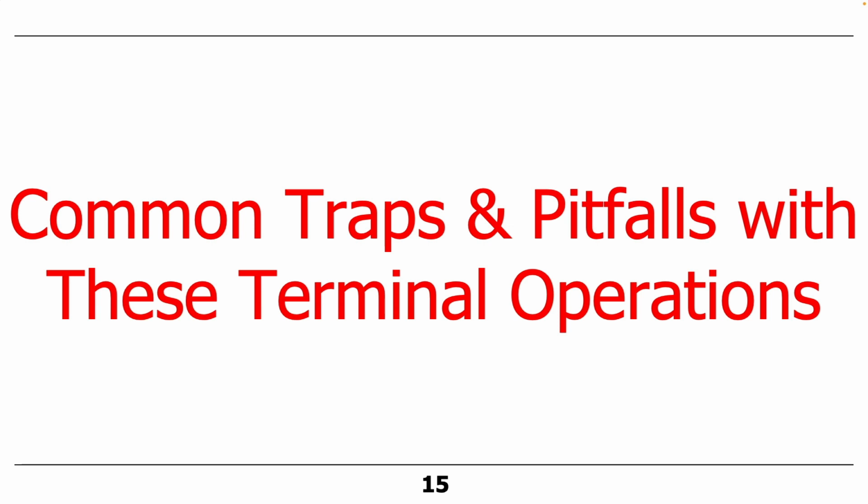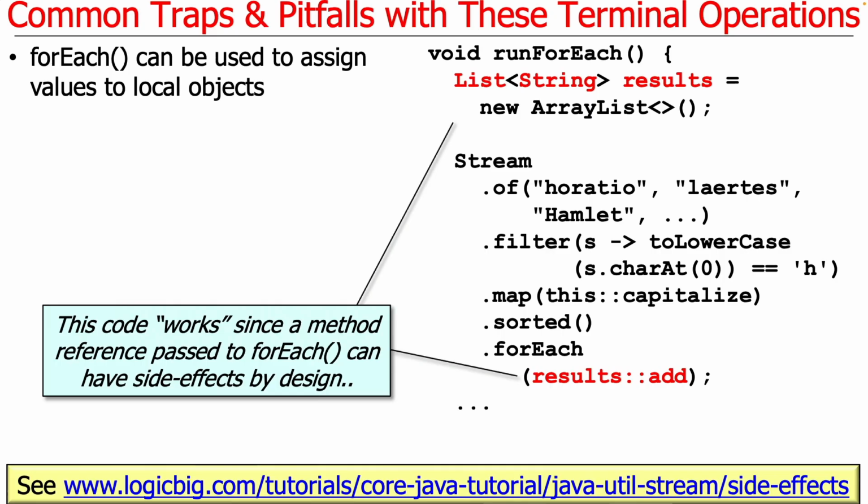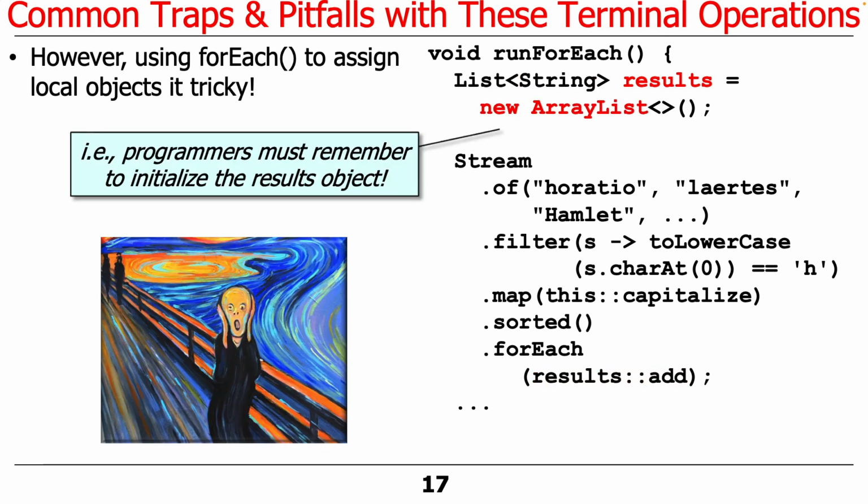Here are some traps and pitfalls with using forEach and forEachOrdered. What we're doing here is showing an example of side effects. We create ourselves a list of strings, a local variable called results, which is an ArrayList. And then you can see here we pass results::add, the add method reference that will stick something into that list, to the forEach method. And that has the side effect of storing the results into the results list. OK, so far so good, sort of.